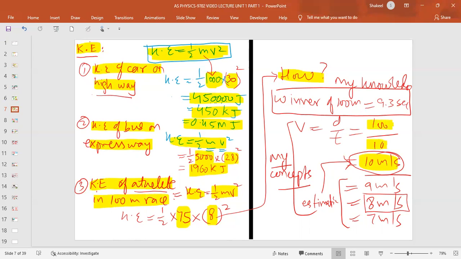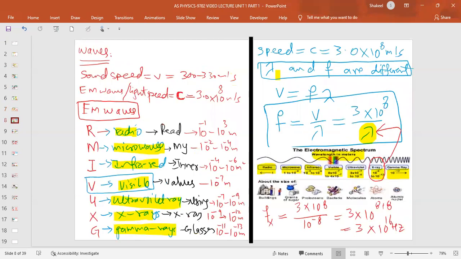So we say that the normal athletes which are coming at the last, actually they are traveling with less speed than 10 meter per second. So it can be 9, 8, 7. So I am using 8. So you can just multiply them to get the kinetic energy of the athlete.